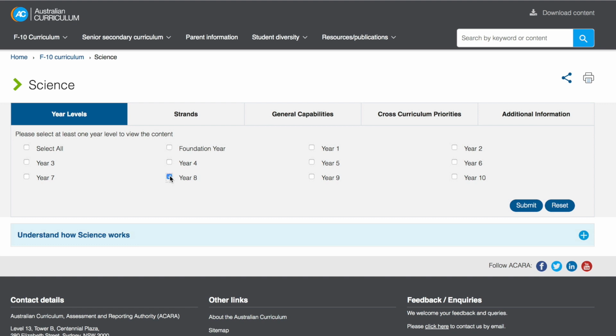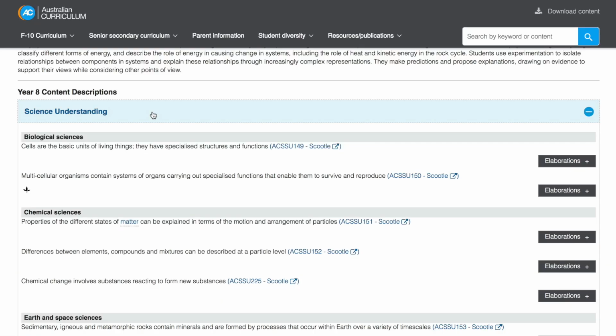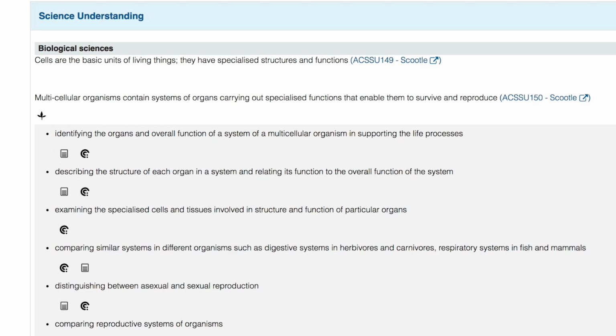In order to design this lesson for today, I went along to the Australian curriculum content descriptors. So specifically, I was looking under biological sciences at multicellular organisms, which contain systems of organs carrying out specialised functions. Now, under the elaborations for that, we have the need to identify the organs and the overall function of a system, as well as describing the structure of each organ in a system.